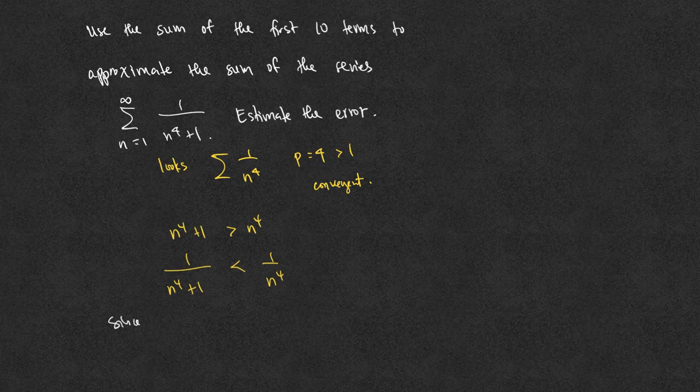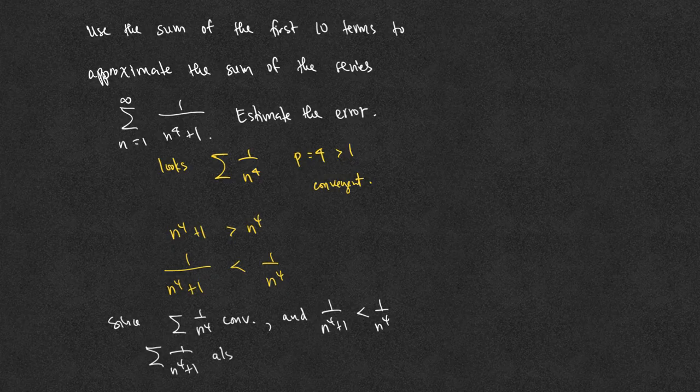Since the series 1 over n to the fourth converges because it is a p-series, and 1 over n to the fourth plus 1 is less than 1 over n to the fourth, we conclude that the series 1 over n to the fourth plus 1 also converges, because it is smaller than a convergent series, by the direct comparison test. Now that we know the series converges, we can approximate the sum.